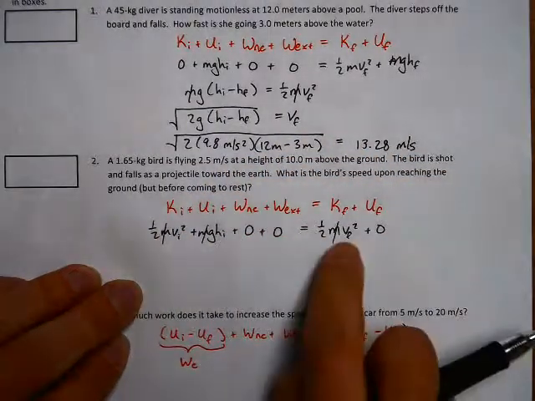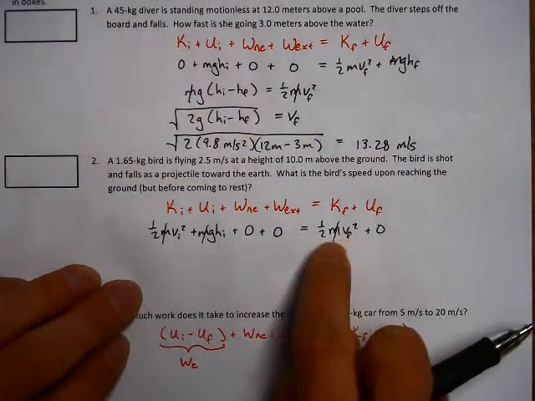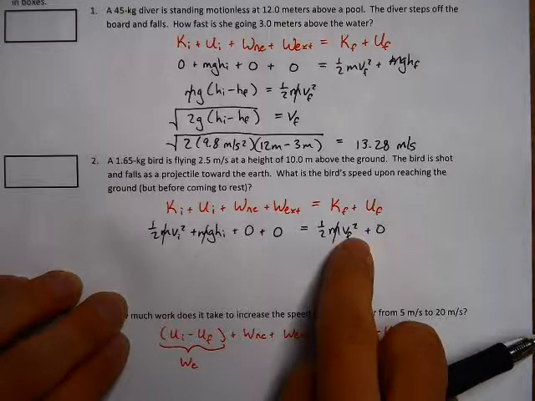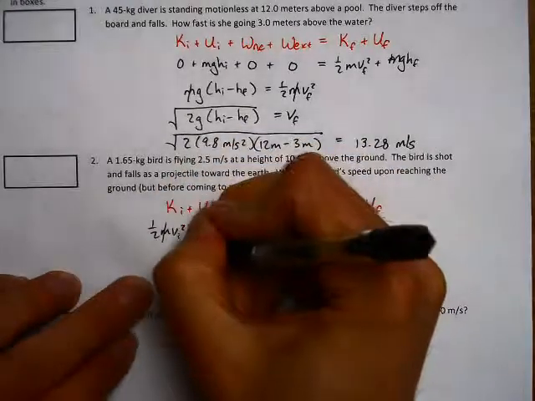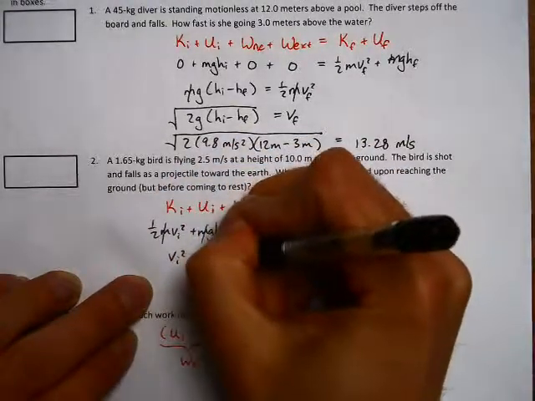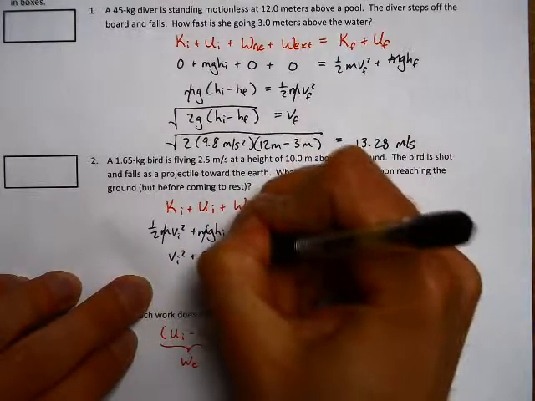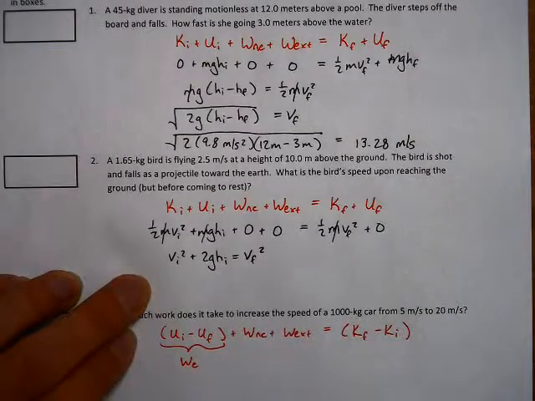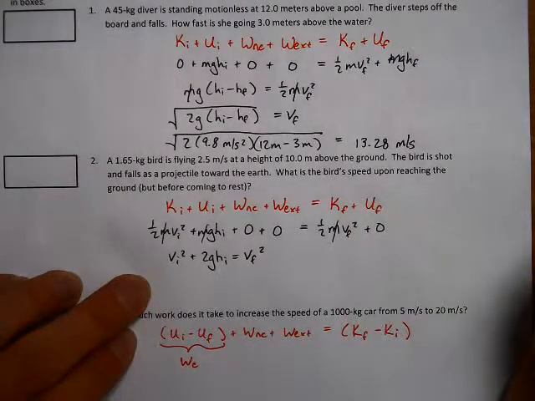We want to find our final speed, so we can multiply every term by 2 to get one step closer to isolating the VF. That gets us VI squared plus 2GH sub I equals VF squared. Some of you might recognize that as a kinematic equation as well.